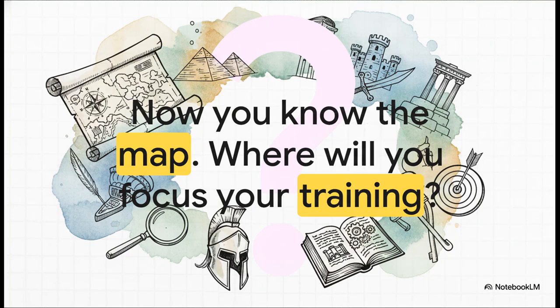So there you have it. That's the blueprint. The complete map to the AP History exam. You now know the structure, the timing, the types of questions, and how it's all scored. The map is officially in your hands. So the real question is, now that you know the course, where are you going to focus your training?